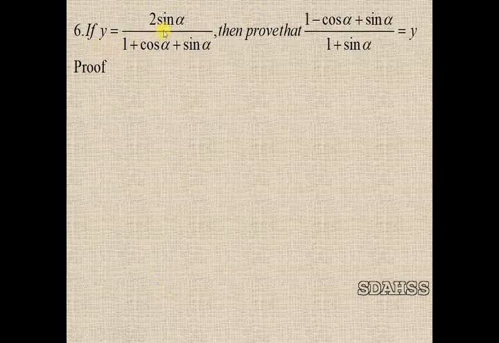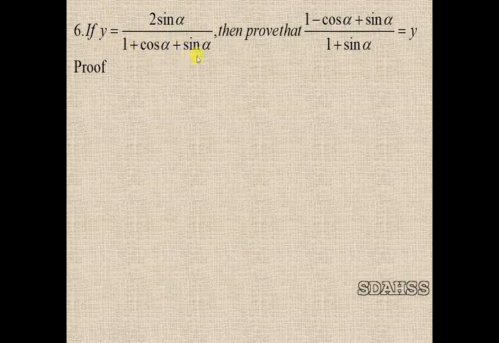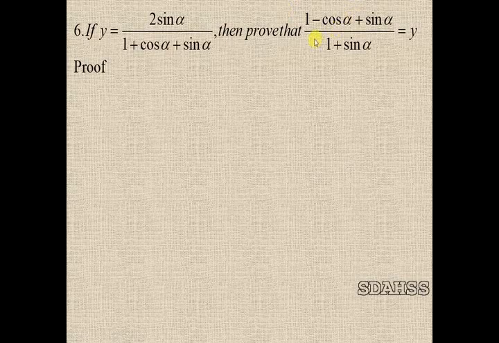Sixth sum. If y is equal to 2 sin alpha divided by 1 plus cos alpha plus sin alpha, then prove that (1 minus cos alpha plus sin alpha) divided by (1 plus sin alpha) is equal to y.